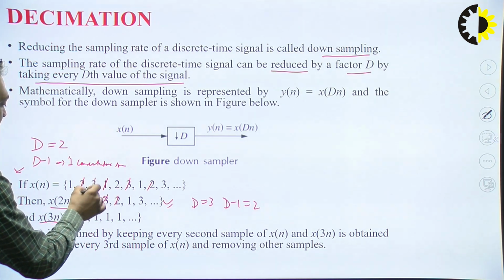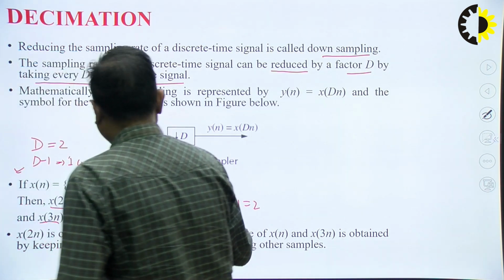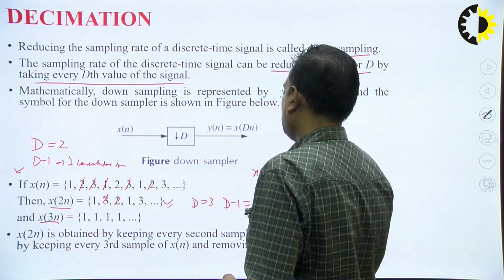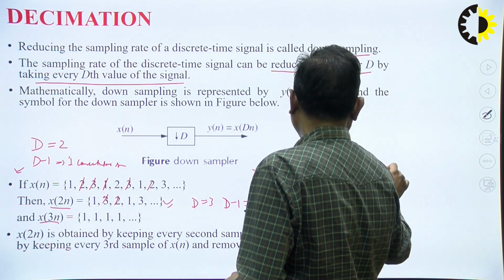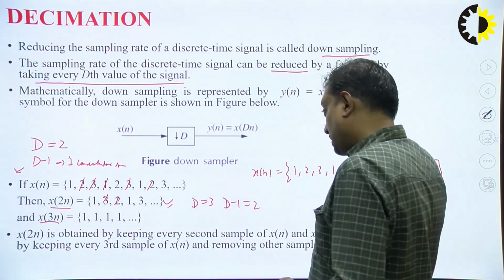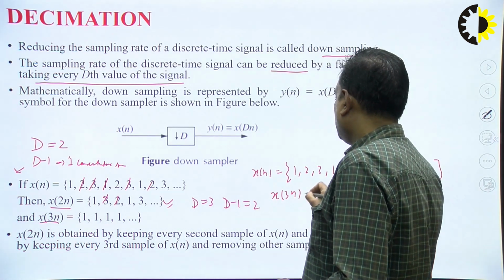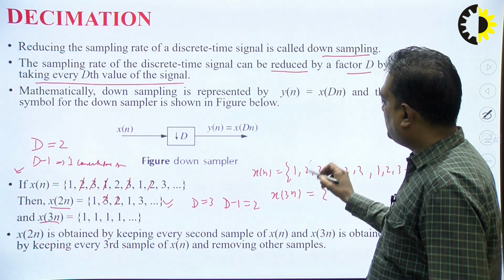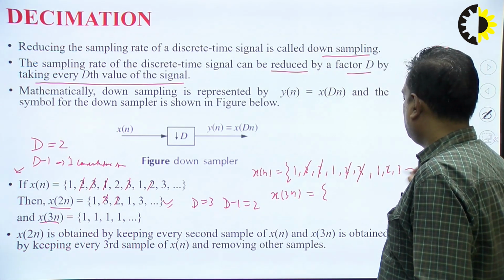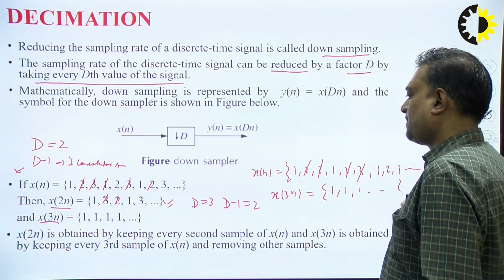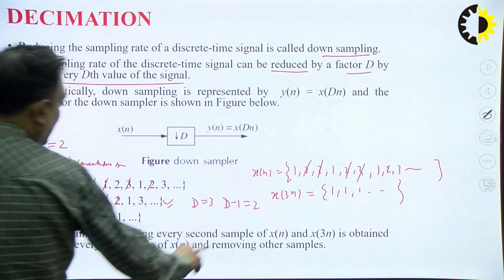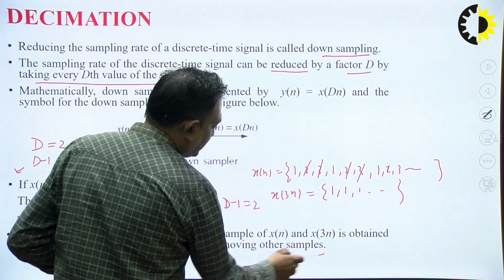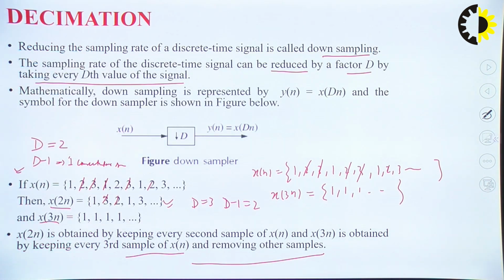Sorry, in this we will remove this value, so that we will get 1 1. You can take this x[n], again I am writing here, so 1 2 3 1 2 3 1 2 3, okay, and you want x[3n], so you will remove two samples between the consecutive samples, this and this and then this, that is we will get 1 1 1 like this. So x[2n] is obtained by keeping every second sample of x[n], and x[3n] is obtained by keeping every third sample of x[n] and removing other samples. So this is how we do the downsampling.